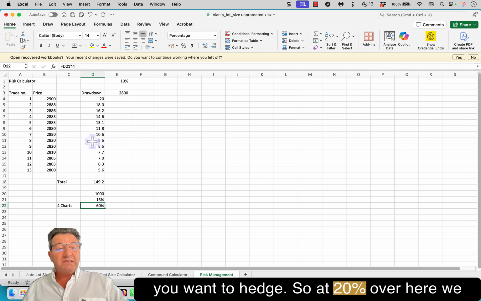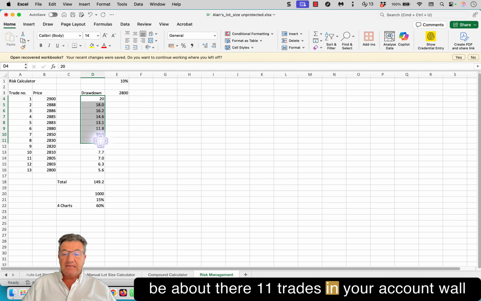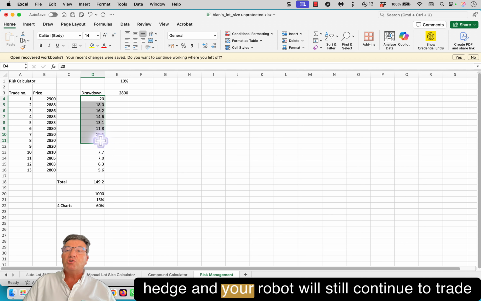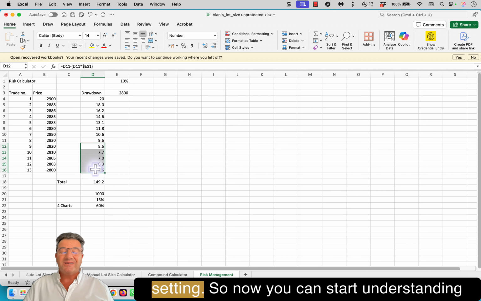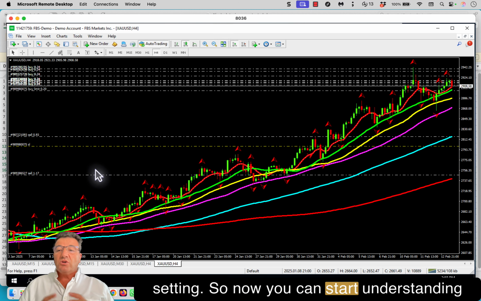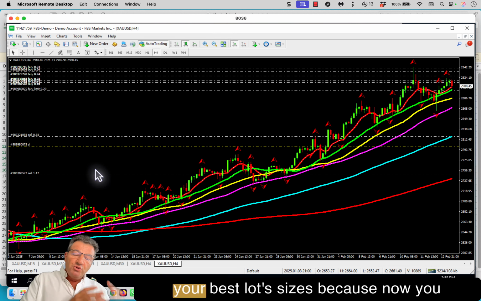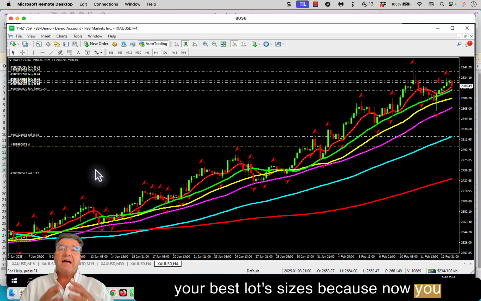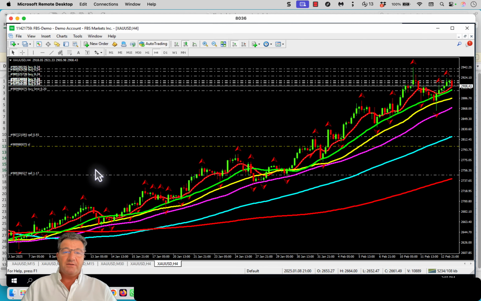So at 20% over here, probably about there, 11 trades in, your account will hedge. And your robot will still continue to trade and you'll still make profit, but it is a high risk setting. So now you can start understanding how to choose your best lot sizes, because now you understand what the risk is going to be per trade.